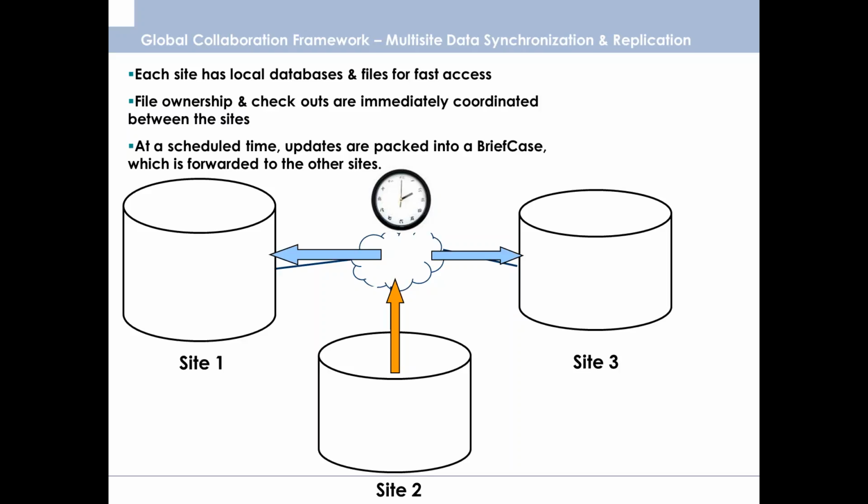So with the global collaboration framework, each site has its own Meridian vault with a local database and files for fast access.